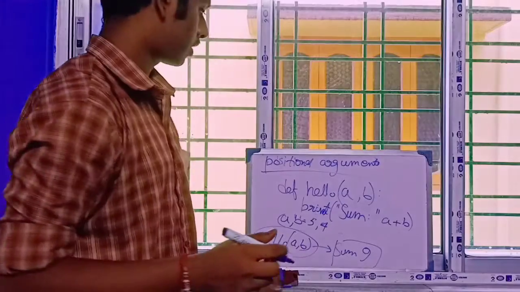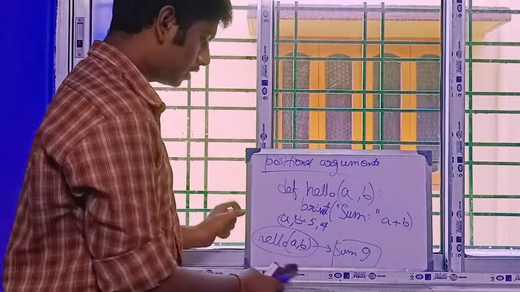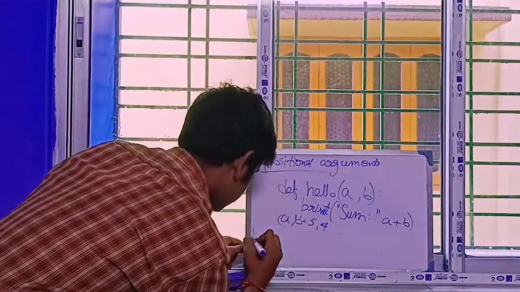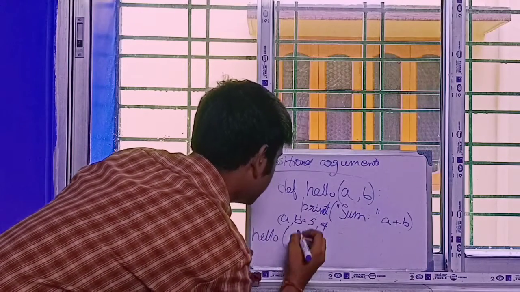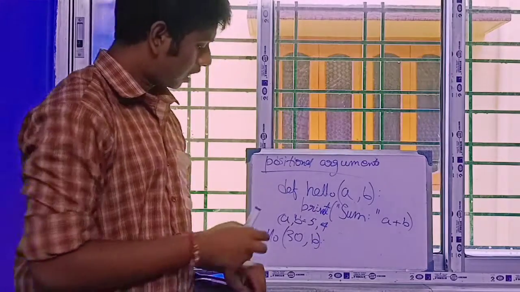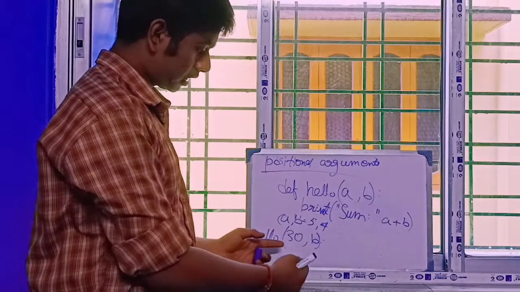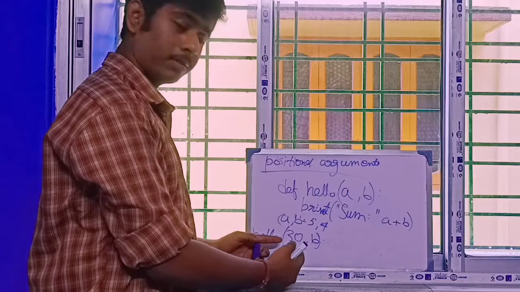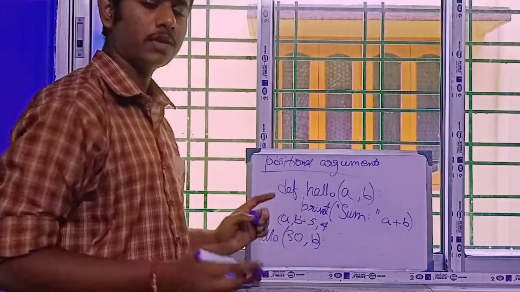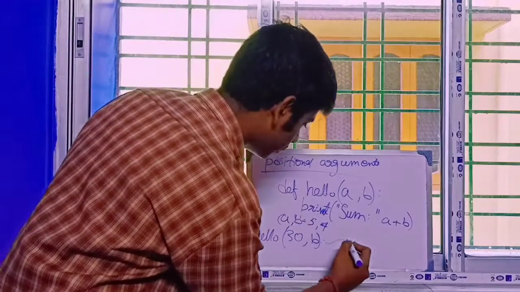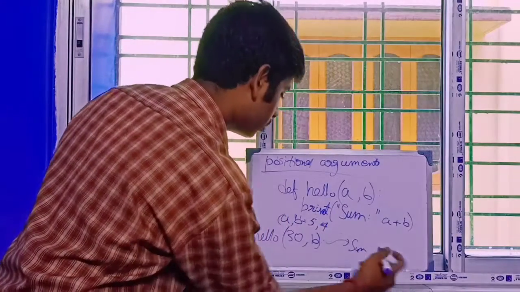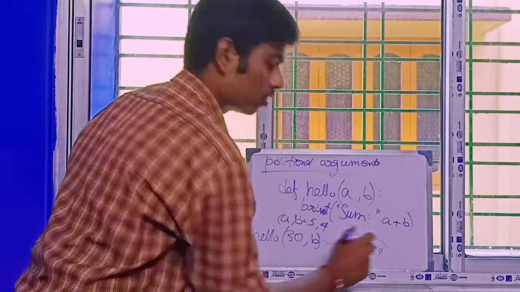Okay, now while calling the function, if you write it as hello 30 comma b, here we are calling the function, and we have specified a value of a by our own. So this time the value of a, which is 5, will not be considered. So this time the output will be sum 30 plus this 4, that is 34. This will be the output.